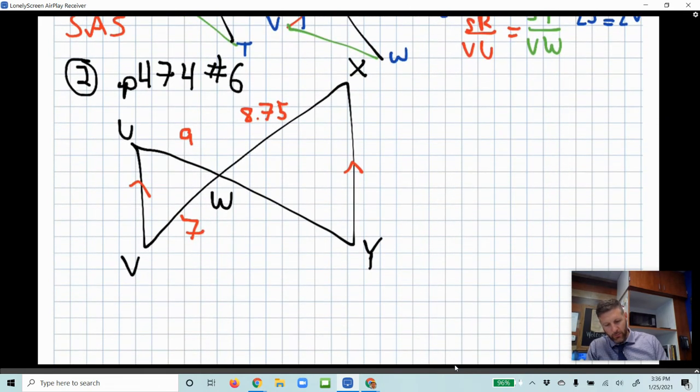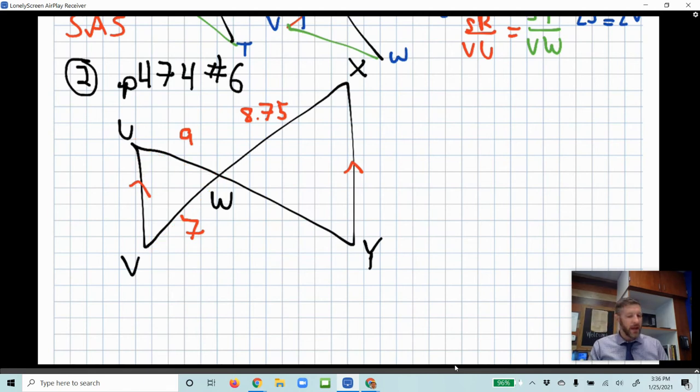Okay, let's try out one problem from the book. This is page 474. We're going to do number 6. Here you need to explain why. I've got two triangles here, and I have to explain why UVW is proportional to XWY.